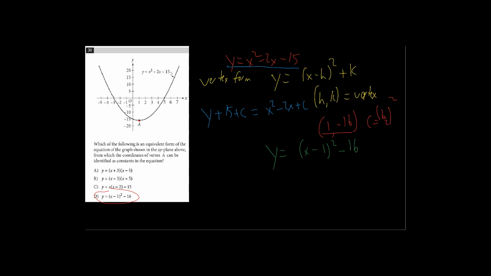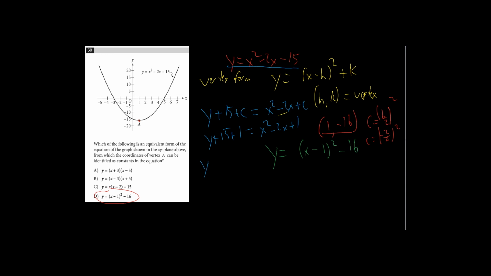So in this case, b is going to be negative 2. So c equals (negative 2 over 2) squared, and that's just going to be 1. So in this equation, I'm going to plug in 1 for c, because that's what I found. So I get something like this.